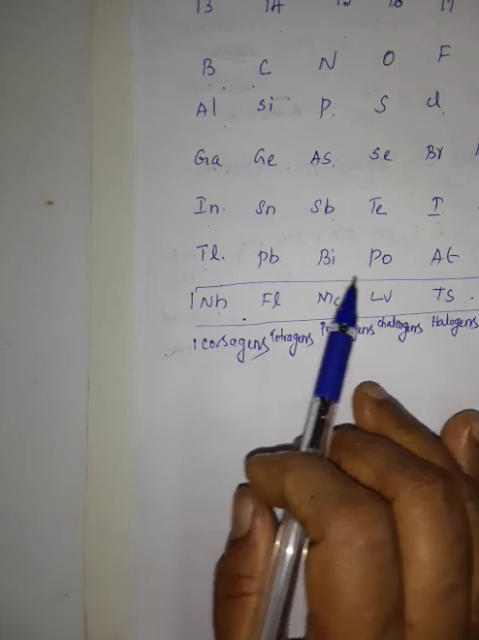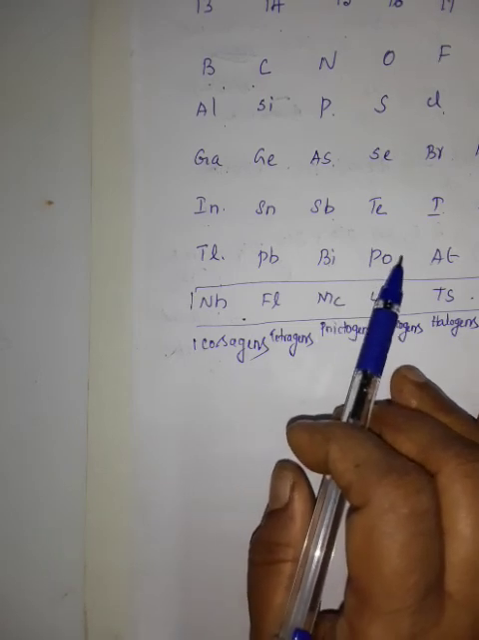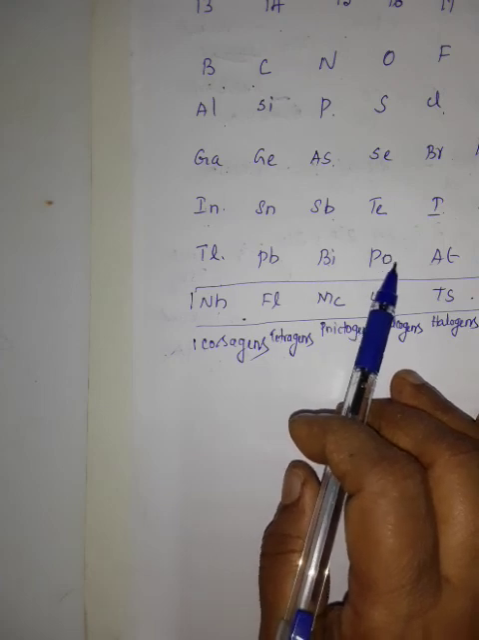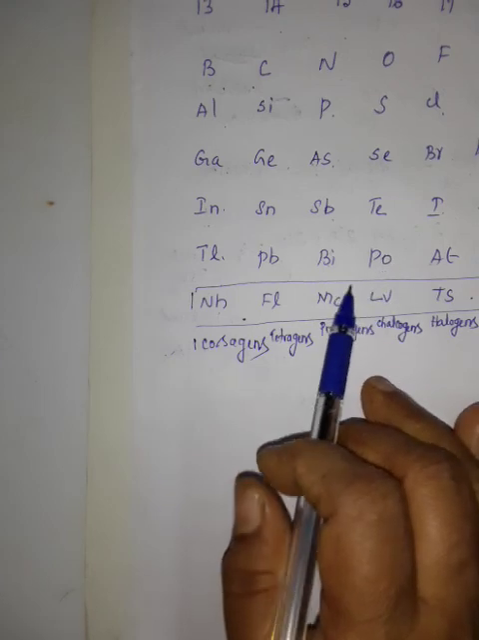In the next video I'll explain the electronic configuration, metallic nature, then electronegativity, and the remaining part I'll explain in the next video, children.